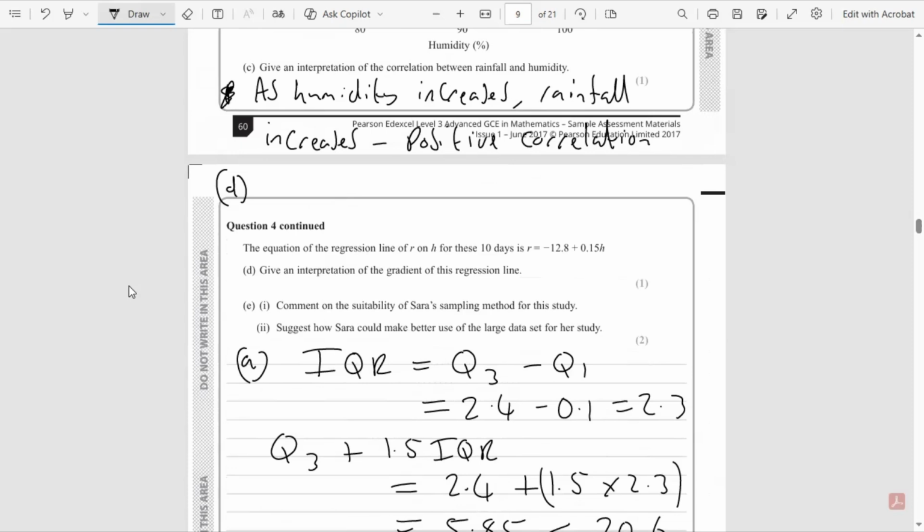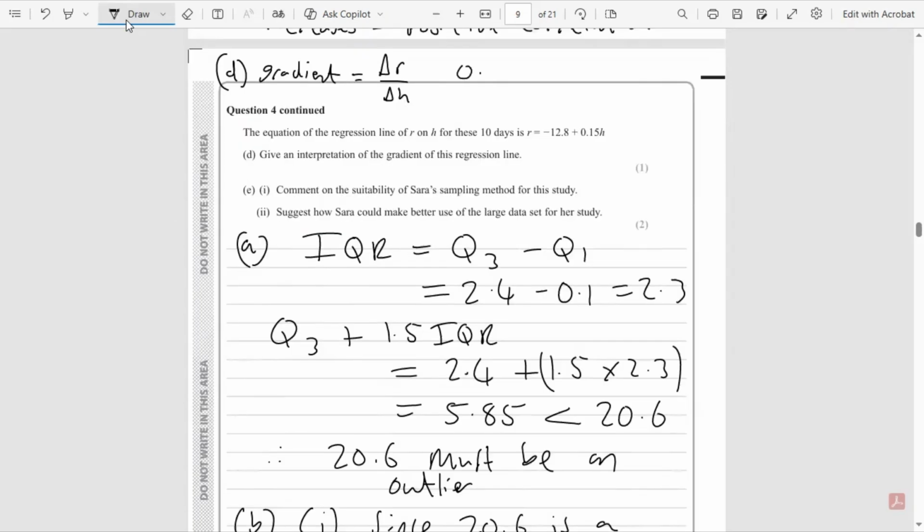So remember the gradient again is change in Y over change in X, or in this case, change in R, because R is the Y-axis variable, over the change in H, the X-axis variable. You don't have to write this down in your answer, but I'm explaining where this comes from. So you can say the gradient is equal to the change in the rainfall over the change in the humidity. So the gradient represents the change in rainfall for each unit of humidity.